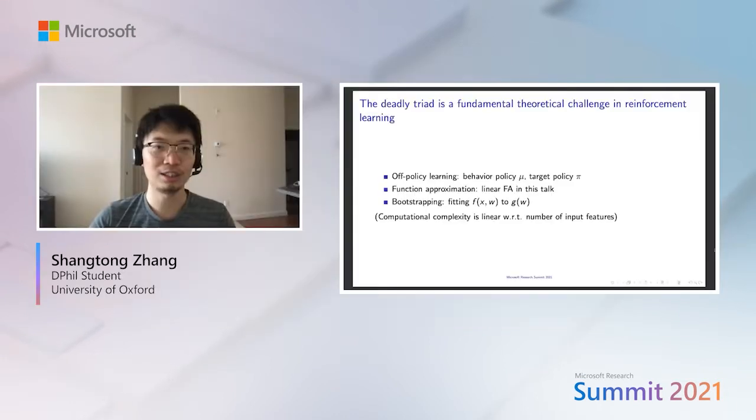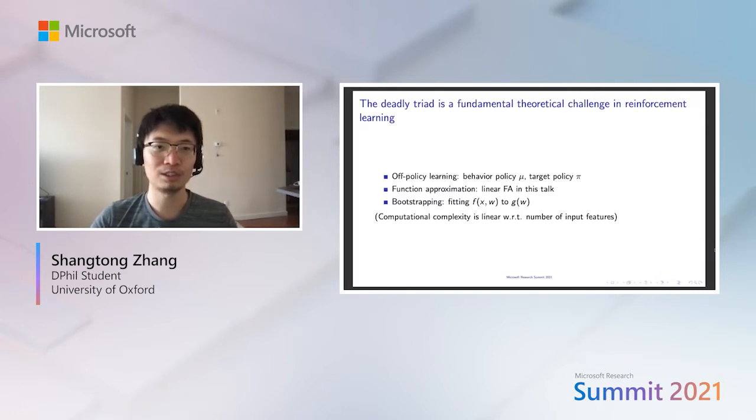In off-policy learning, we have two policies. The first one is the behavior policy mu, and the second one is the target policy pi. The behavior policy mu is used for interaction with the environment for data collection, and the target policy pi is the policy that we are actually interested in.